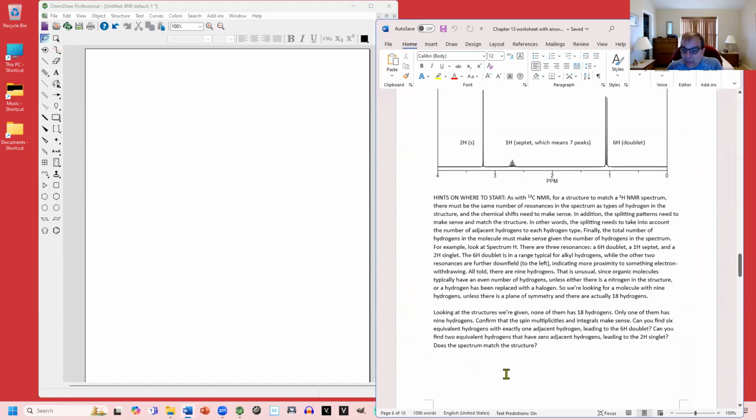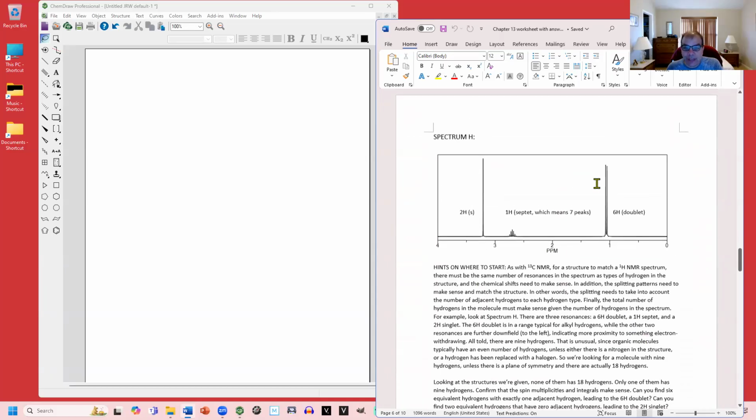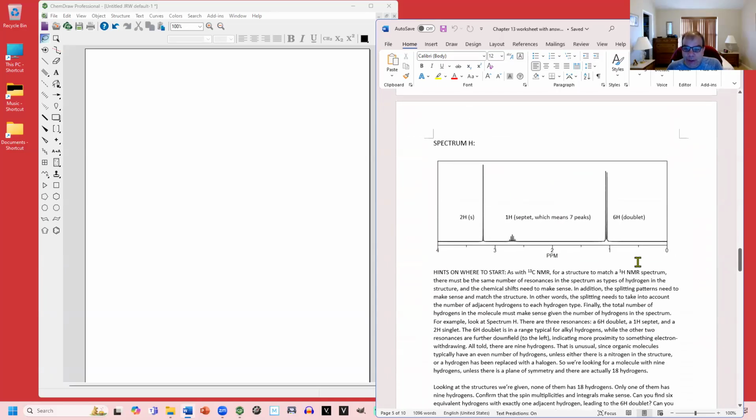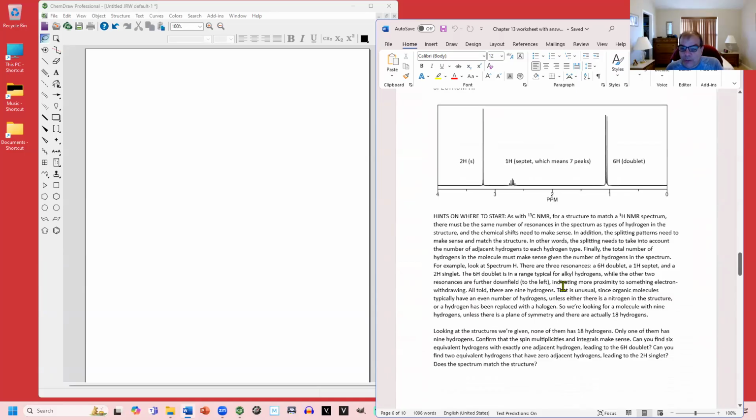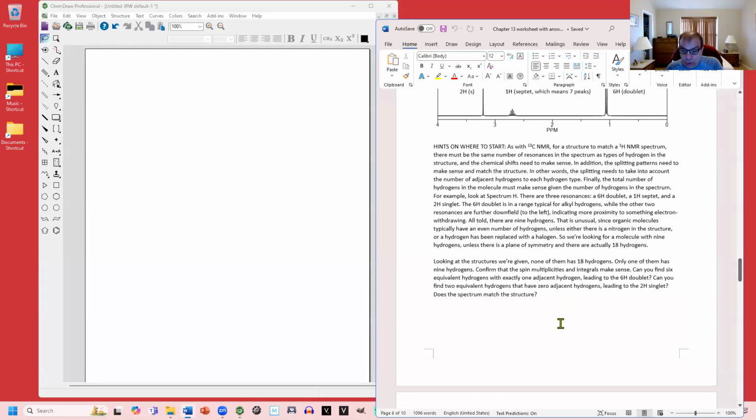And again, I've given some hints as to where to start. In fact, I started with spectrum H, which probably wasn't the easiest one to start with. But this gives you hints with solving a spectroscopy problem like this as to where to start, what you should look at first. There's some hints here right on the worksheet.